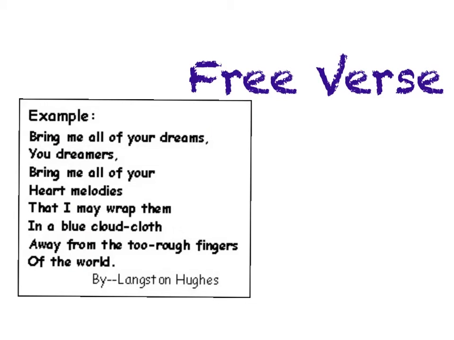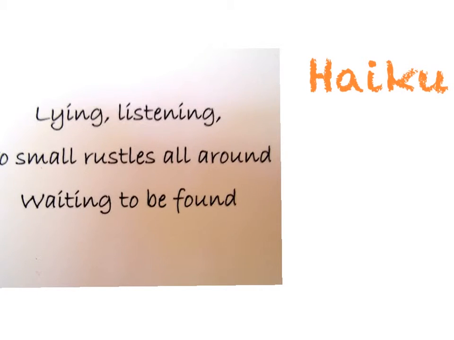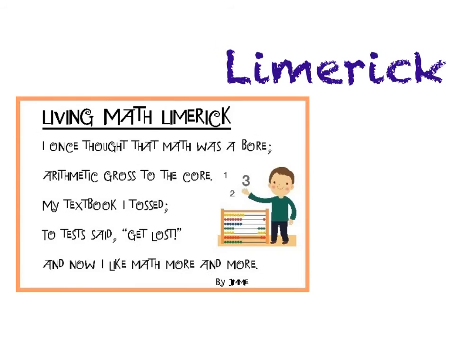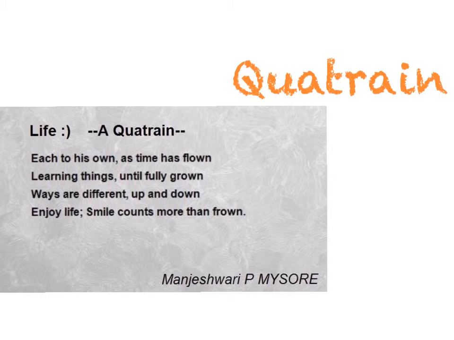Free verse. A poem written that is unrhymed and without any rhythmic pattern. Haiku. A Japanese poem composed of 3 unrhymed lines of 5, 7, and 5 syllables. Limerick. A 5-lined rhyming poem that is often humorous or mean-spirited. Quatrain. A stanza or poem consisting of 4 lines. Lines 2 and 4 must rhyme while having a similar number of syllables.